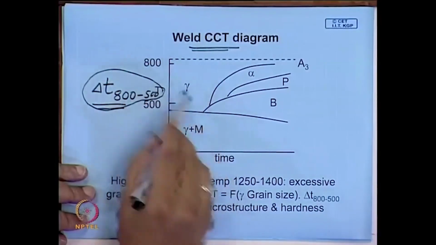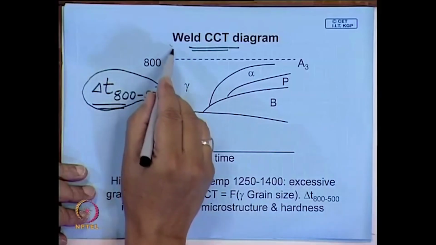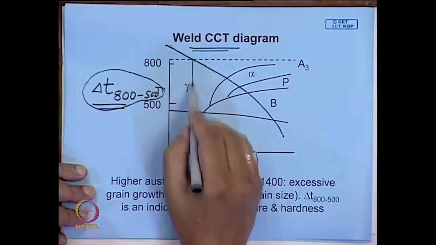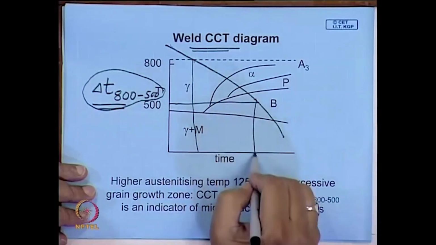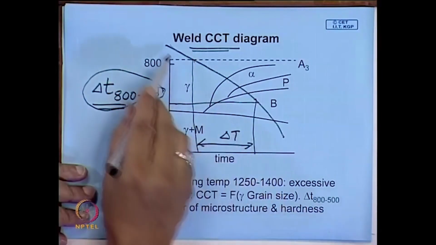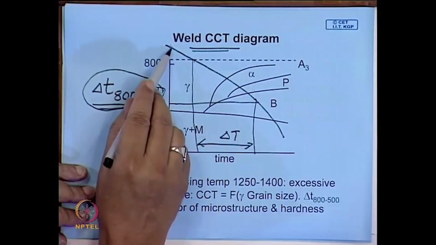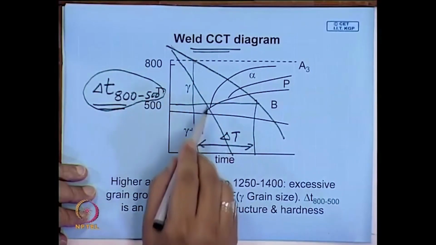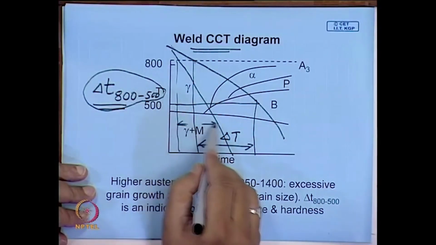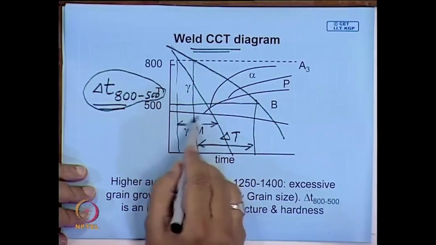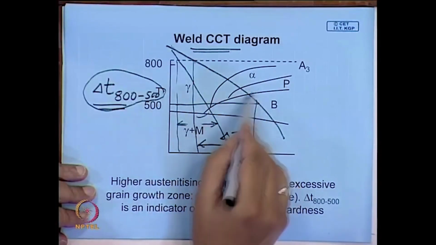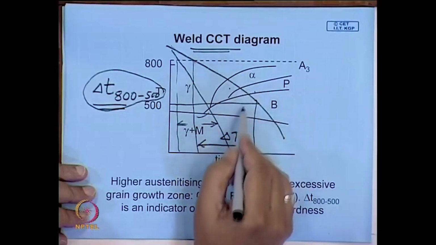A typical diagram is shown over here. Say suppose something is cooling at a slow rate. So, here it has a large delta T, this delta T is large, whereas somewhere which cools fast, say something like this, in that case that delta T is small, and you can clearly see that here there is a chance of some amount of martensite forming, whereas in this particular case these products, ferrite and pearlite, are quite high.